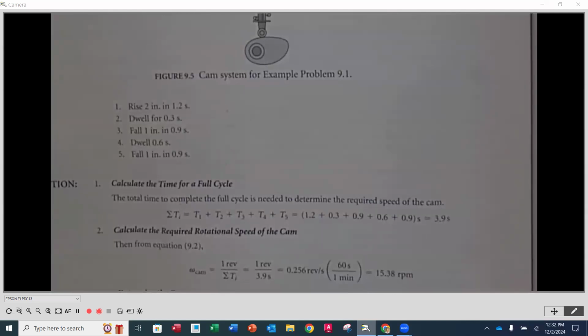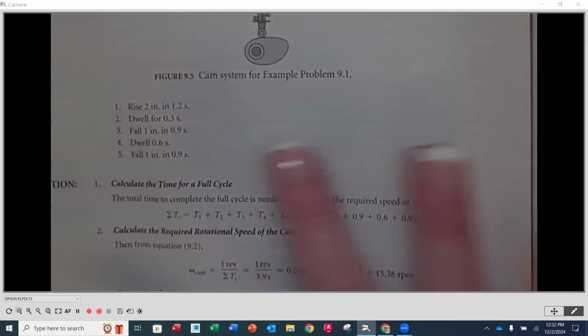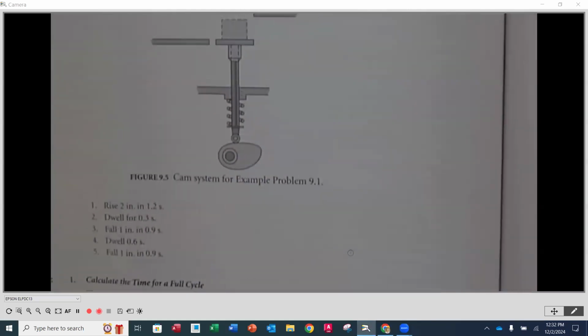Okay, so our task then is to determine the speed of the cam when the follower motion identified in that problem is what we use. And we also want to identify and understand the essential parts of a displacement diagram. So we won't be able to plot this displacement diagram at this time, but we're going to be looking at the elements of it and what is needed, okay? So let's take a peek at what we have here.